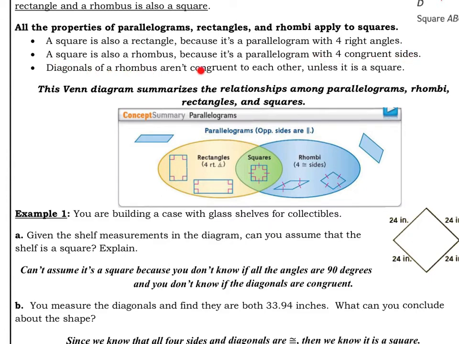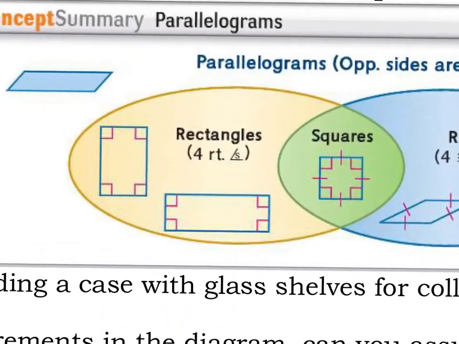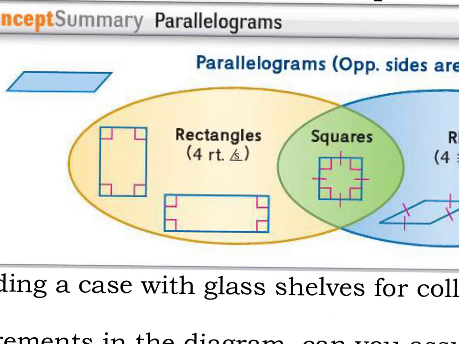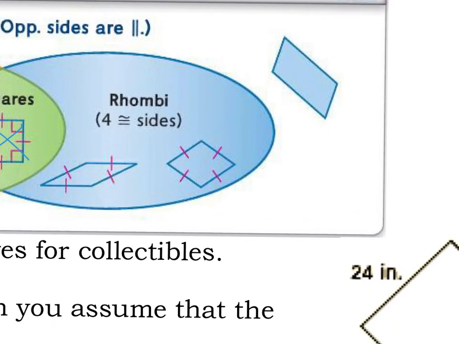Diagonals of a rhombus aren't congruent to each other unless it's a square. So that last one about diagonals, the diagonals of a rectangle would be congruent to one another, and the diagonals of a square would be congruent to one another, but diagonals of rhombi are not congruent to one another unless, of course, that rhombus is a square.